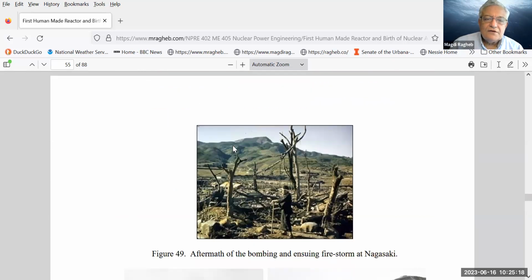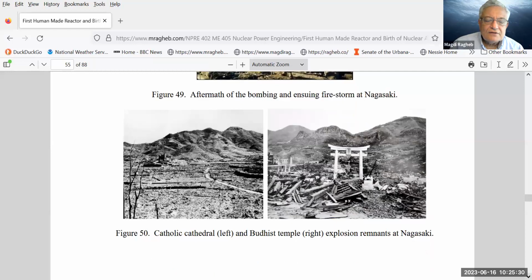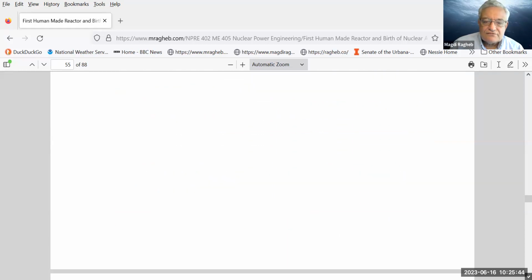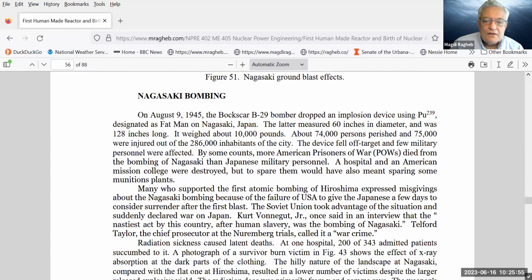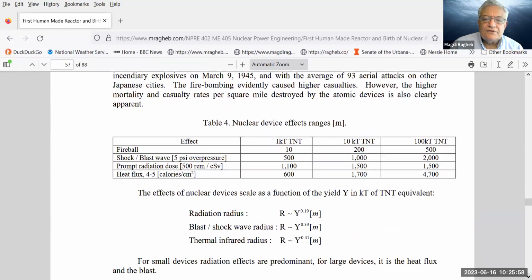Because Nagasaki had hills surrounding it, the devastation was less, but similar to Hiroshima, it had a very large fire effect, and parts of the concrete structure of a Catholic cathedral on the left and the Buddhist temple on the right remained as remnants after the explosions. This is a devastation that happened at Nagasaki, the ground blasting effects, and again at ground zero. Some details about both bombings can be read here.